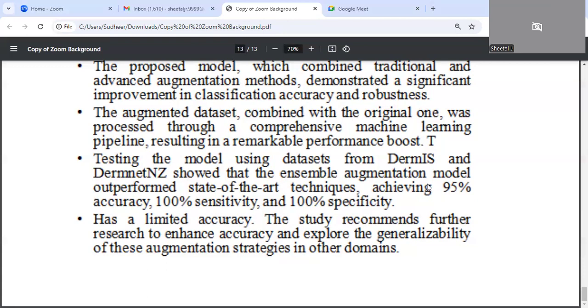The model has also been compared with previous papers, and again it proved to provide better performance. The performance is considered both before and after the augmentation. Still, there is a drawback: only 95% accuracy is obtained, but that can be improved to 100% in future research. Also, we can explore the general usability of the augmentation techniques in several other domains. Thank you.